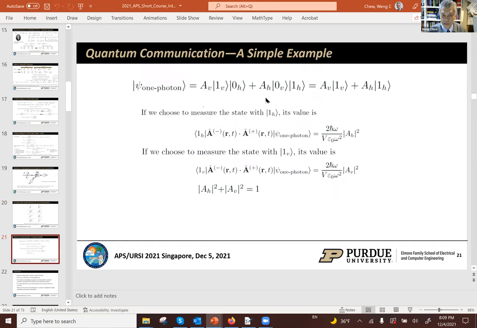So as I said before, the one photon state is a linear superposition of vertical and horizontal polarization. If you were to measure the horizontal polarization, you will come up with this probability. And if you were to measure the vertical polarization, you will come up with this probability. And because these are two probabilistic amplitudes, they have to add up to one.